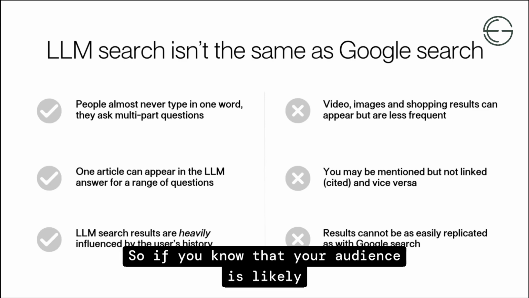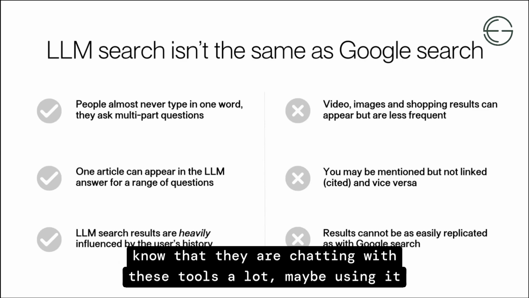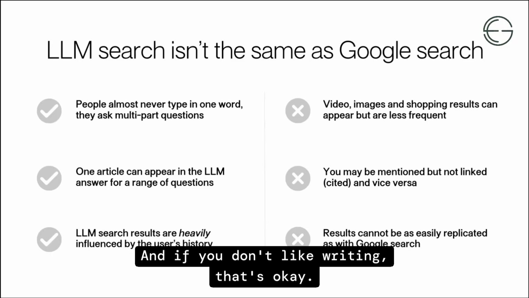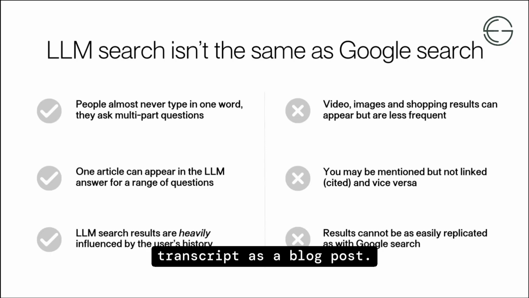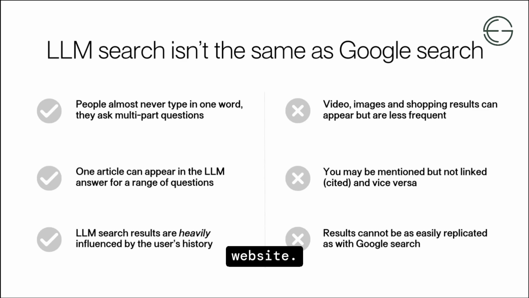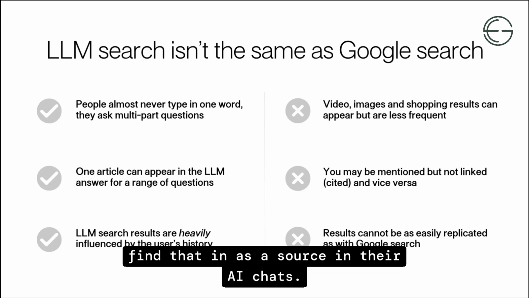So if you know that your audience is likely interested in using, say, ChatGPT or Claude to find information, if you know that they are chatting with these tools a lot, maybe using them to help them run their businesses, then in that case, focusing on text-based content is going to be very good for you. And if you don't like writing, that's okay. You can still film a video or record a podcast and use the transcript as a blog post. But you'll want to make sure you have that text content on your website, because if people are using ChatGPT and Claude, they're more likely to find that as a source in their AI chats.